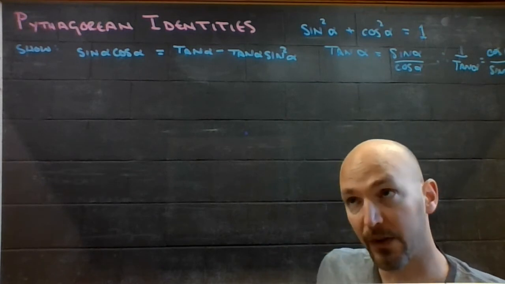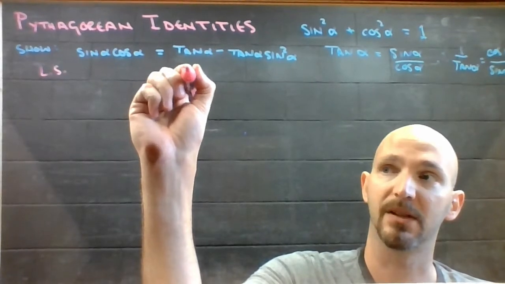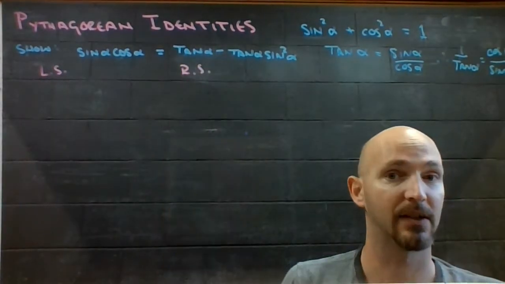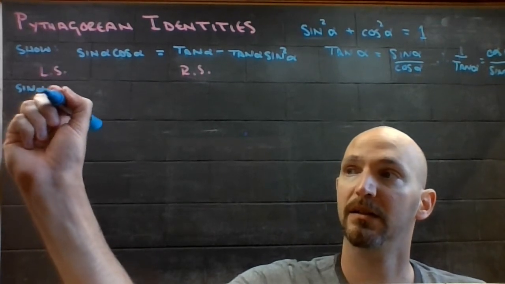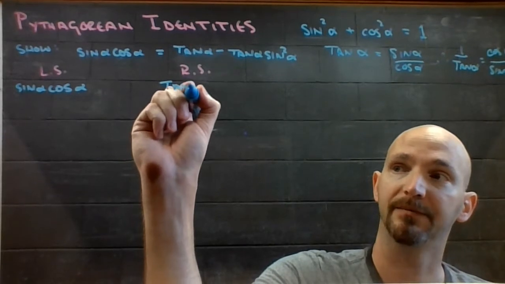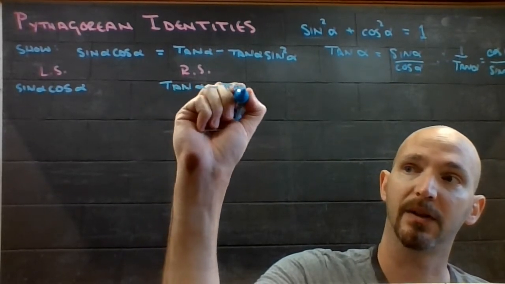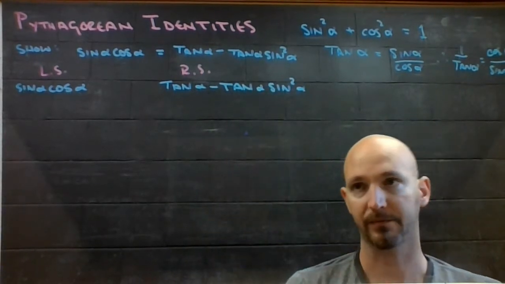So what I'm going to do then is separate it into what's on the left side and what's on the right side. And I'm going to forget that there's an equal sign at all. So I've got sine alpha cos alpha over here, and I have tan alpha minus tan alpha sine squared alpha sitting over here. Okay.